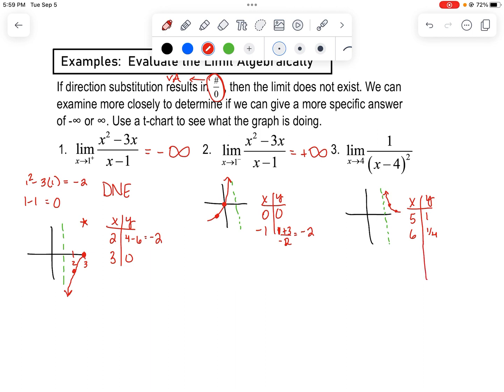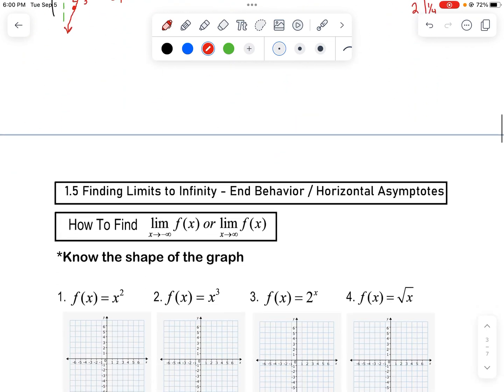And then we can also check the left side. So we're going to plug in 3 and 2. We plug in 3, we're going to get 1. And we plug in 2, and we're going to get 1/4. And so we're at 3, 1, 2, 1/4. So that side is also going to positive infinity. And therefore the limit as x approaches 4 from both sides is going to positive infinity.